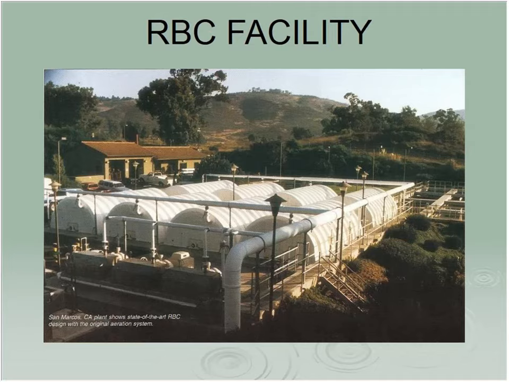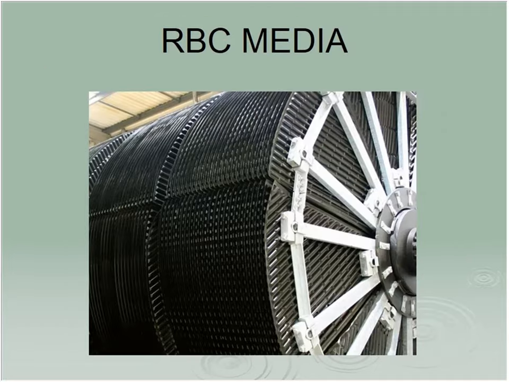What we've got in California, they just shrouded it. We've got a tank, and we've got a shaft 25 feet long. And on that shaft, we've got a series of plastic discs, a whole slew of them on there. And that provides the surface.